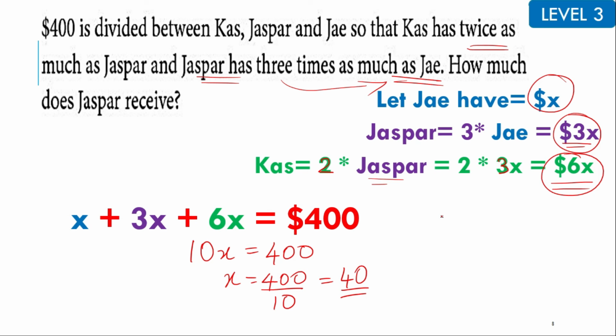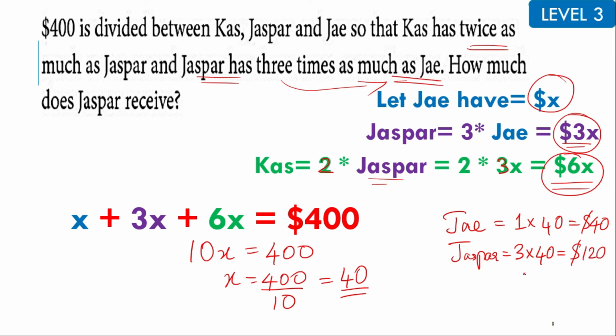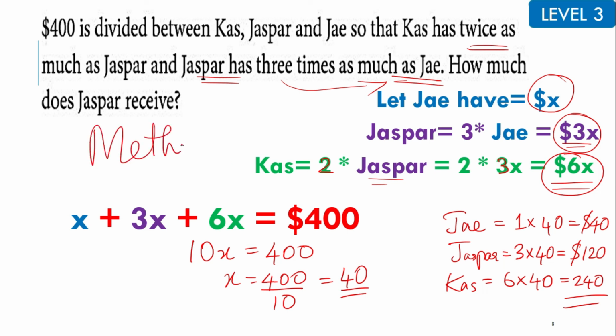So you can say the money with J is going to be 1 times 40 giving you $40. The money with Jasper is going to be 3 times 40, which is $120, and with Cass is going to be 6 times 40, which is 6x, and it's going to be $240. So the sum of this is 400, and this is my method 2. You can use either one of the methods, both take you to the same answer.